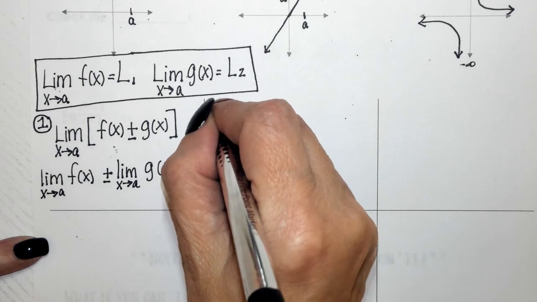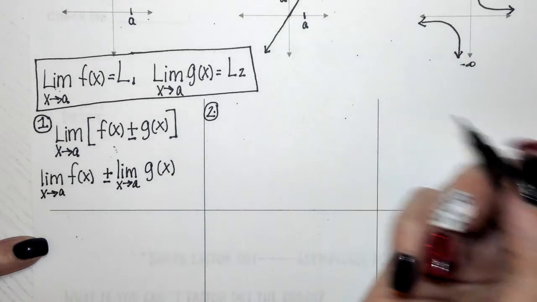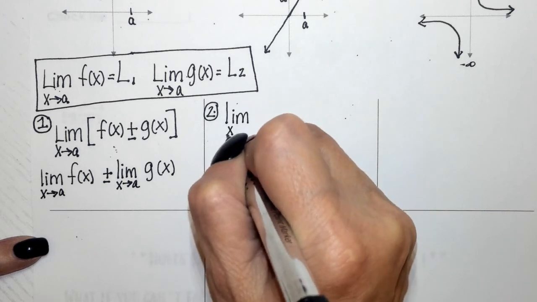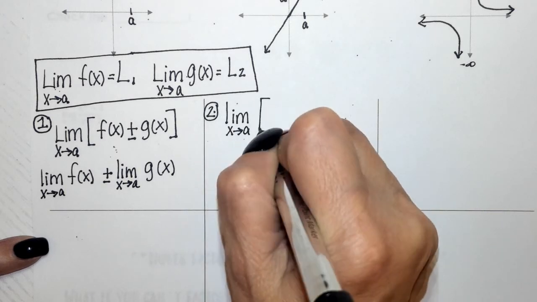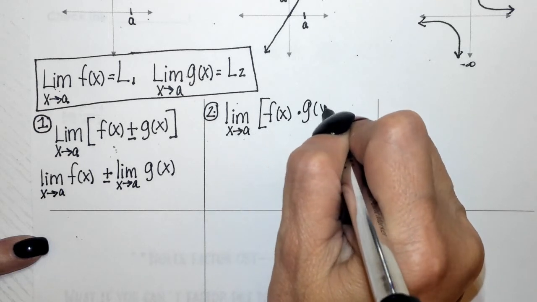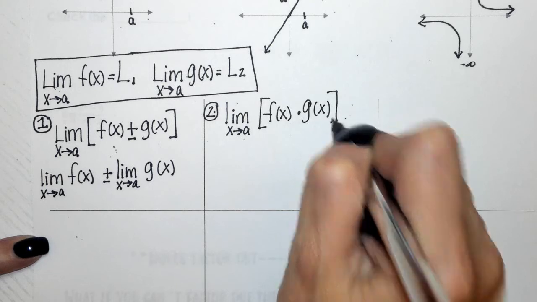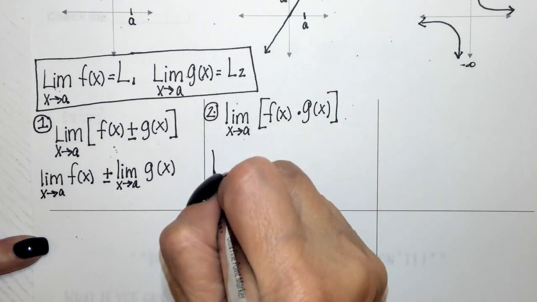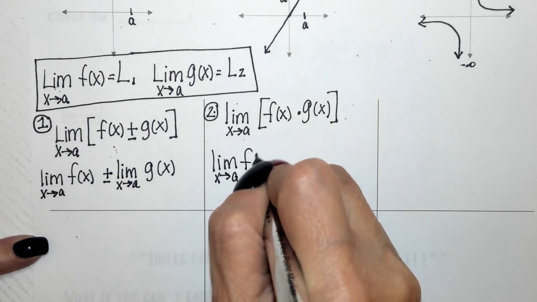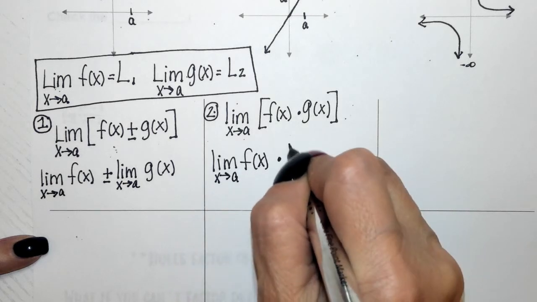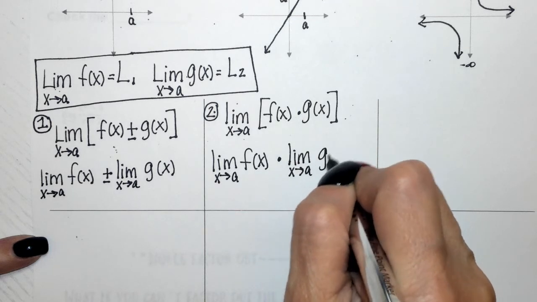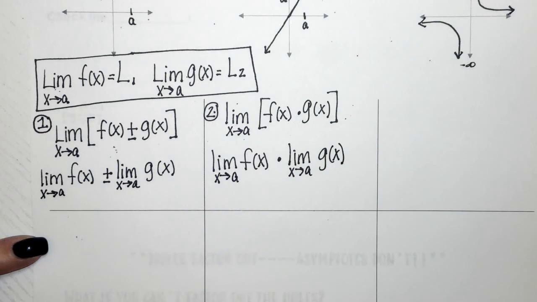Okay, number 2. What if I'm multiplying? Well, if I have the limit as x approaches a of f of x times g of x, guess what? You can break it apart and say the limit as x approaches a of f of x times the limit as x approaches a of g of x. It works the same.